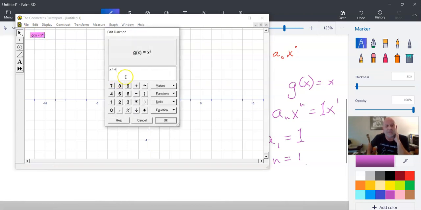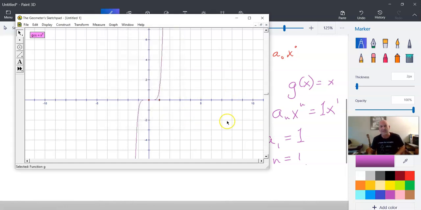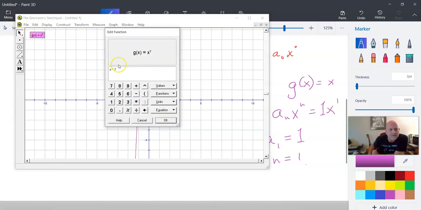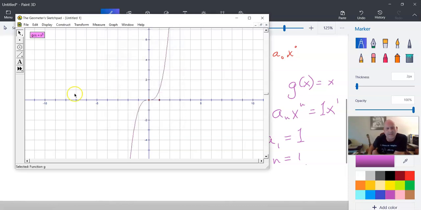If I pick an odd exponent, like if I pick 7, 7's odd. That means that the two ends should go opposite directions. And again, they do. And you notice this still looks a lot like x to the third, doesn't it? Right? If I looked at x to the third, it does the same thing.